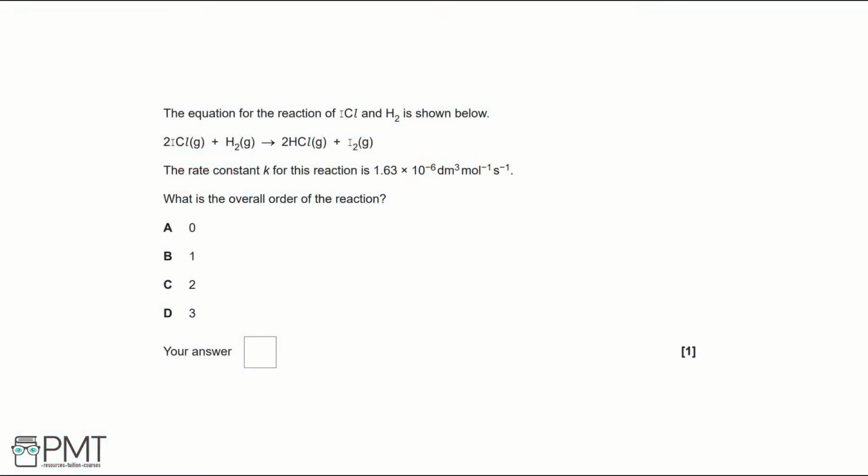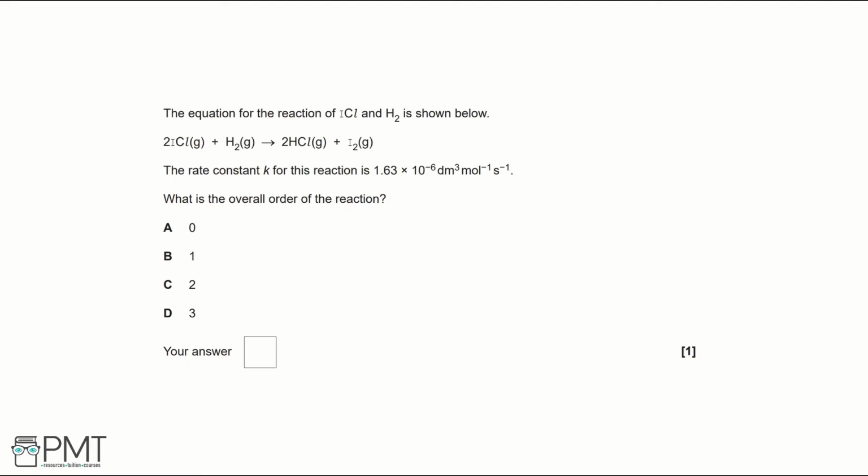The equation for the reaction of ICl and H2 is shown below. The rate constant K for this reaction is 1.63 times 10 to the negative 6 decimeters cubed per mole per second. What is the overall order of the reaction? A, 0, B, 1, C, 2, or D, 3.